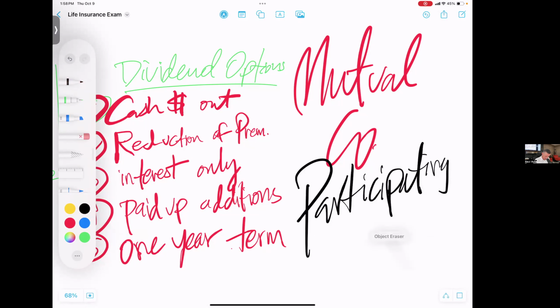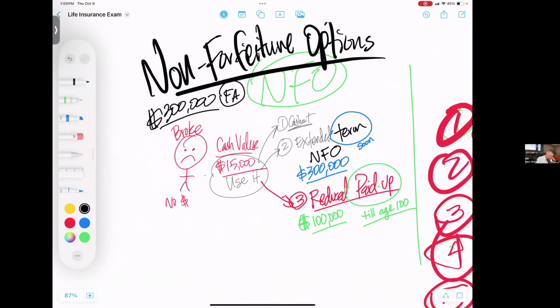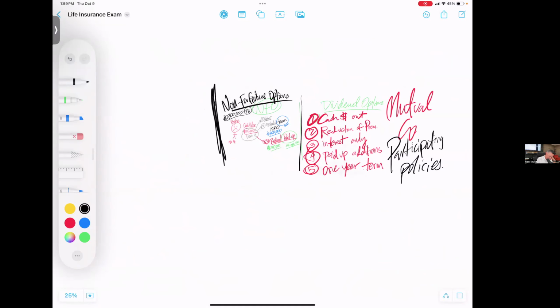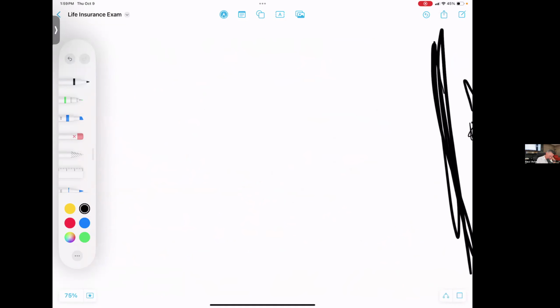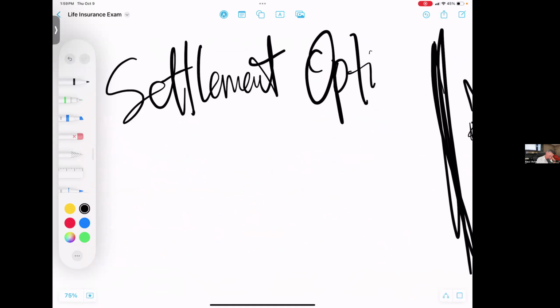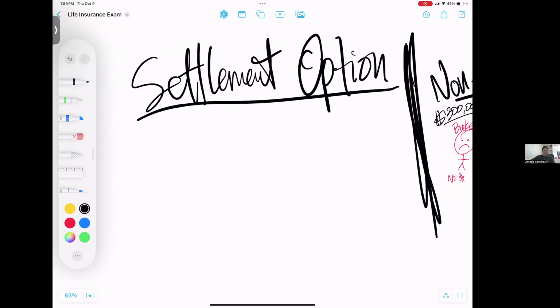So you've got dividend options. You've got non-forfeiture options. I'm going to put it here. Non-forfeiture options. And then there's a third one called settlement options. What is settlement options? Give me a scenario. What's the scenario of settlement options? That's how you want to claim your money.